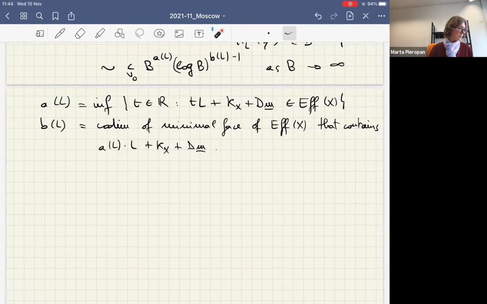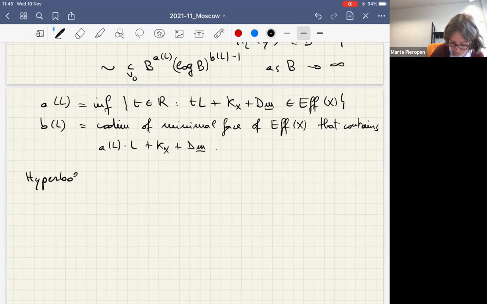All right. So what I wanted to do next is to give you some heuristic ideas of why this conjecture should be true, and then the result that we have. So this is what I call the hyperbola method heuristics.